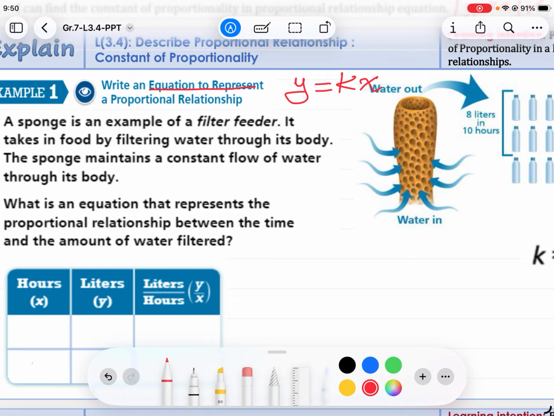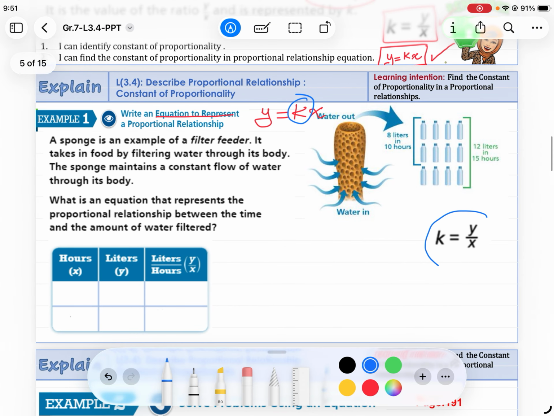But in order to be able to write it, what should you do first? You should find the value of k. Okay? So once they tell you in the exam, write the equation of proportionality, you write y equals kx. Okay? Be careful. This is the equation. That thing here, that's the constant. This equation helps you find the constant. Okay, now let's move on.